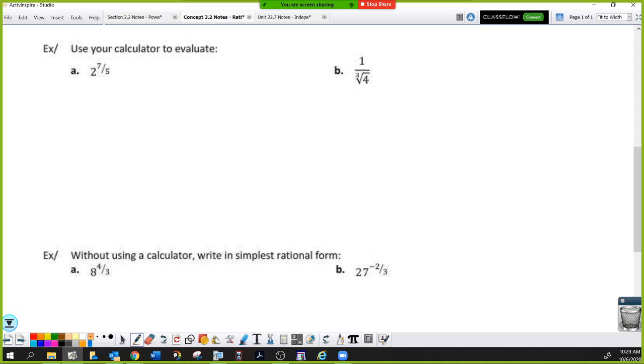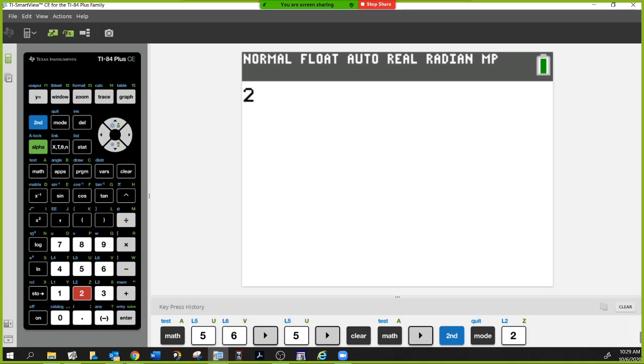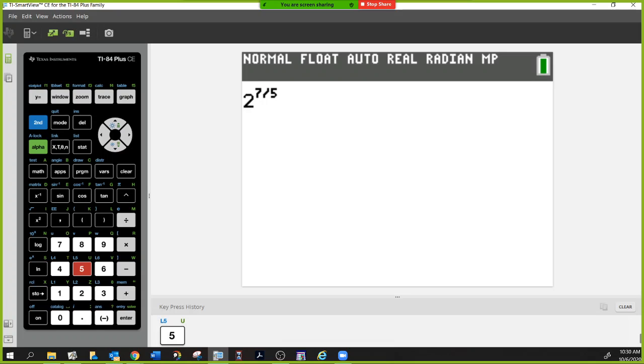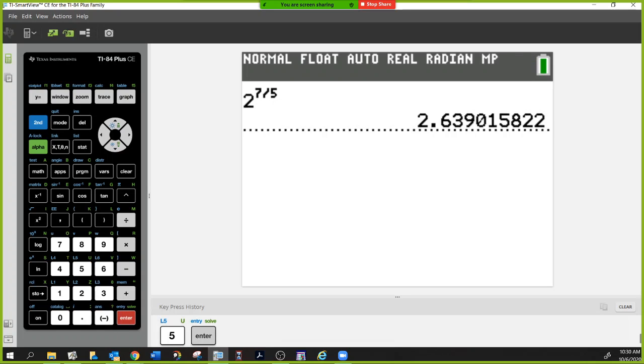Oh, look, these examples legitimately just say to use your calculator to evaluate. There's not even any work to show. You just type it on a calculator. So what is 2 to the 7/5? Yikes. Well, let's find out. Calculator. 2 raised to the 7 divided by 5. I'm just going to type it. I don't know the answer. There you go. To 3 sig figs, that is 2.64.